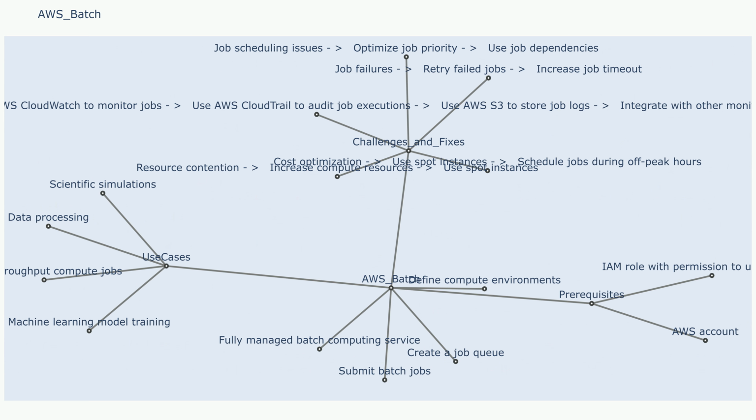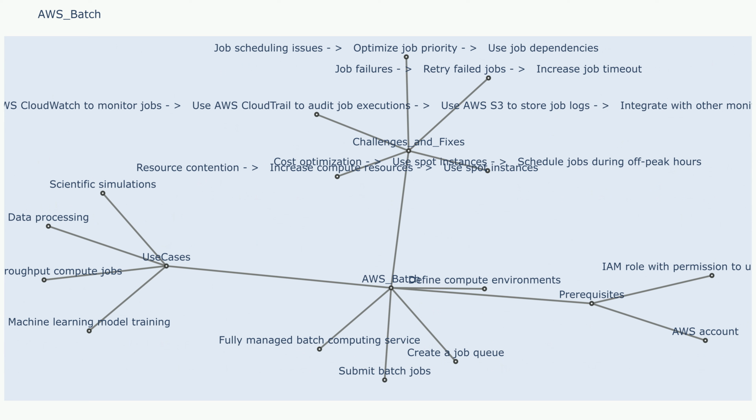Use AWS S3 to store job logs. Store job logs in S3 for long-term retention and analysis. Implement logging mechanisms in your job code. Configure S3 bucket policies for access control.